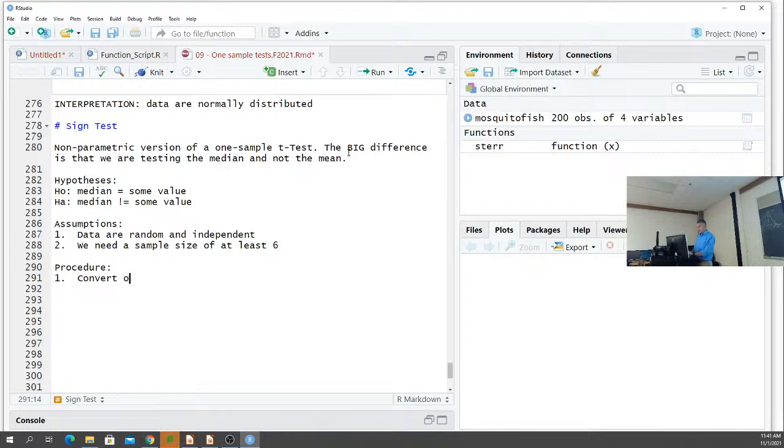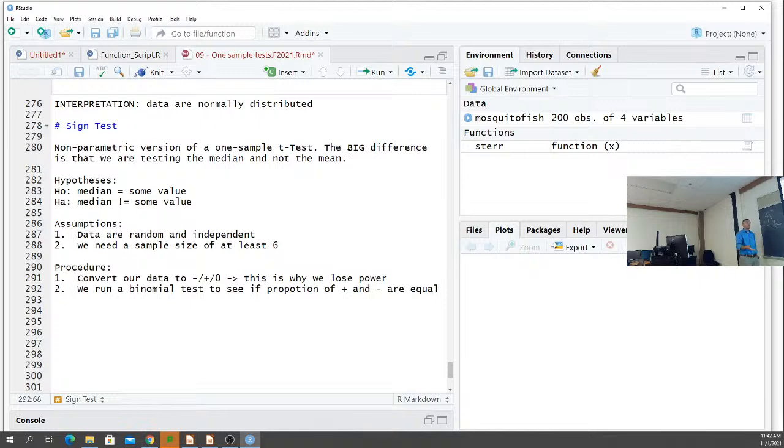So we're going to convert our data to plus or minuses: minus, plus, and 0. We lose our information about magnitude. That's our non-parametric part, and that's why we lose power. And then once we have that, we run a binomial test to see if the proportion of plus and minuses are equal.